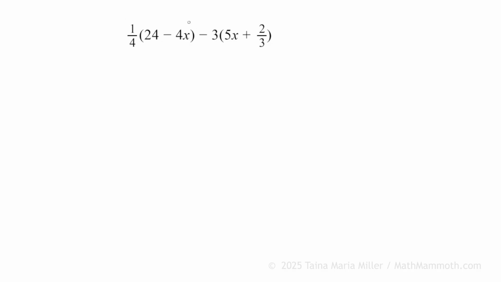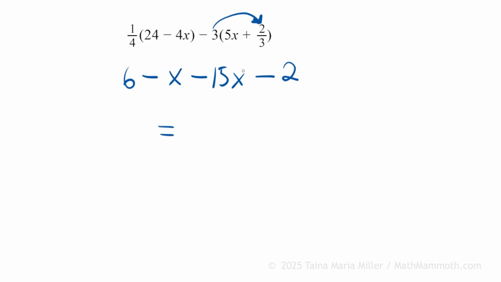Let's say we first take this one here, and we use the distributive property. We take the 1/4 through this parentheses. So 1/4 times 24, 6. Then there's minus 1/4 times 4x, this leaves x. And then there's minus or subtraction, but we can think of it as plus negative 3, as if it was negative 3 times 5x and negative 3 times that. So we get minus 3 times 5x, minus 15x. And then this negative 3 here, we multiply like this. Negative times positive is negative, and 3 times 2/3 is 2.